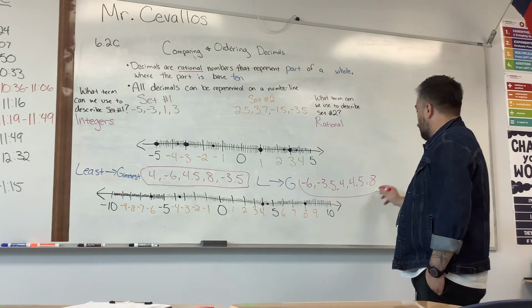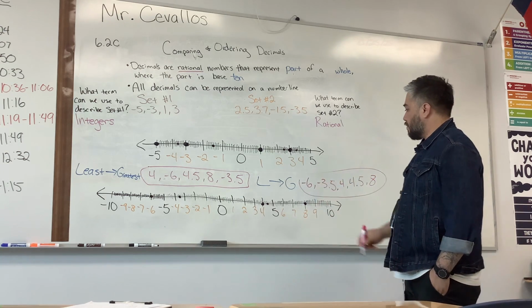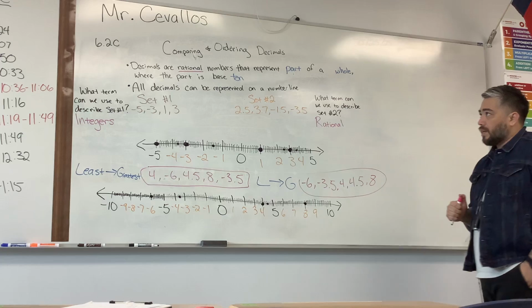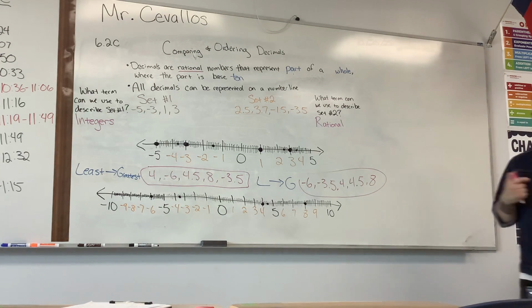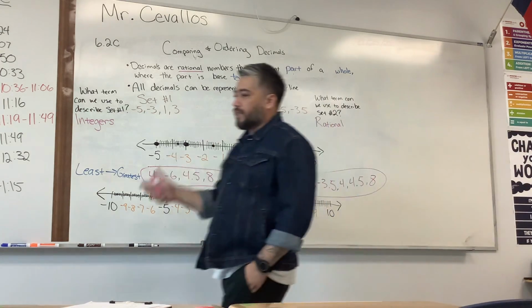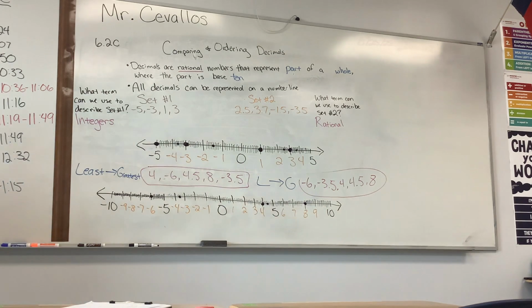And this is how you organize things from least to greatest as far as decimals. This is how you compare them. This is how you place them on a number line. And in terms of organizing them, or ordering them rather, from least to greatest, that is going to be the way to do it. Awesome.